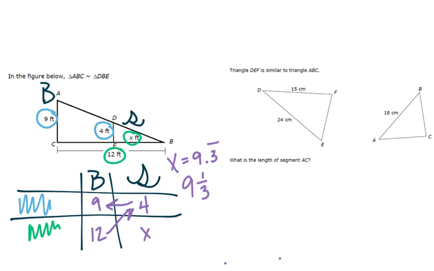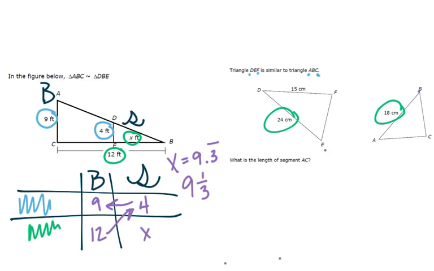All right, DEF is similar to triangle ABC. So the other way that you can do this is match up letters. So you can see that this 24 here goes from D to E, which means the corresponding side on the other triangle is going to be from A to B. So that means the 24 and the 18. And then the other side that we have labeled is D to F, so D to F is going to correspond to A to C.